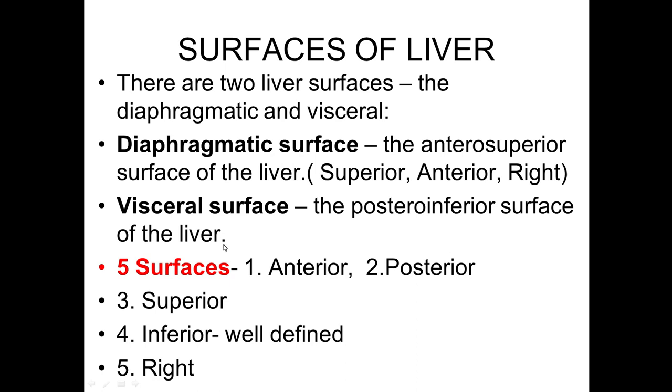I'll show you the slide, don't worry. Just remember two surfaces. The names are the diaphragmatic surface and the visceral surface. So if we count the surfaces now, the total number of surfaces is 5. What are these? Superior, anterior, right, also known as the right lateral surface, posterior and inferior. So these are the 5 surfaces, and out of these 5 surfaces, the inferior is well defined.